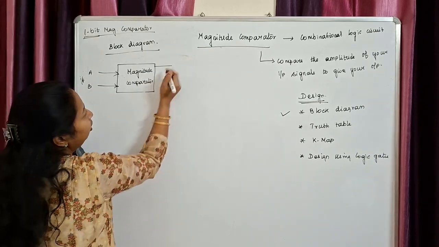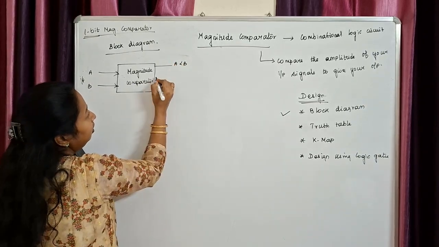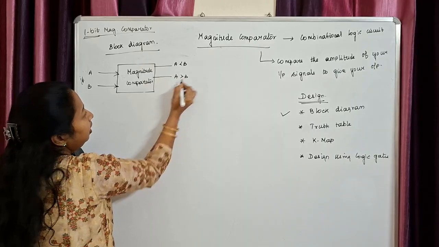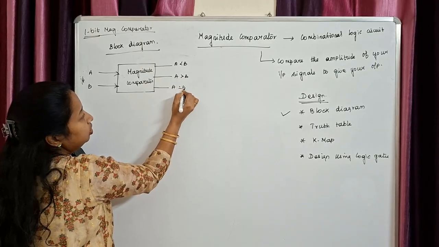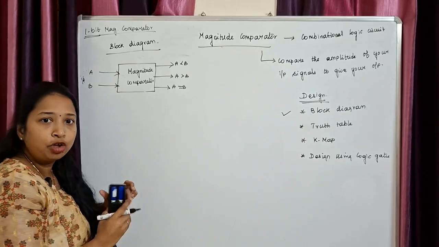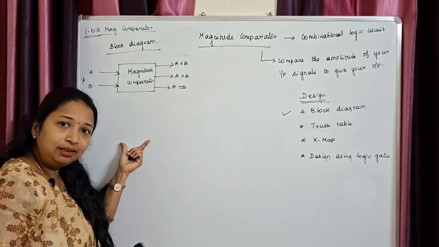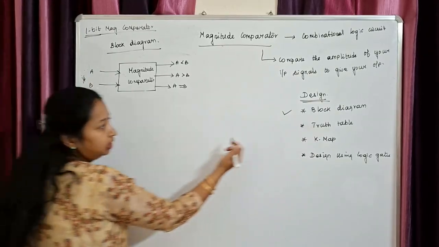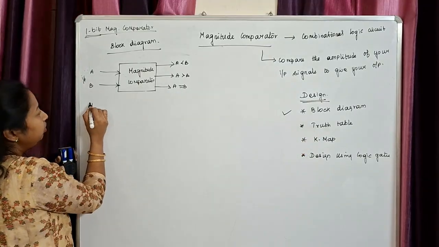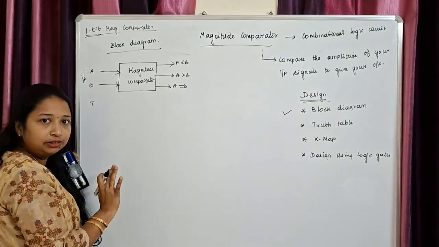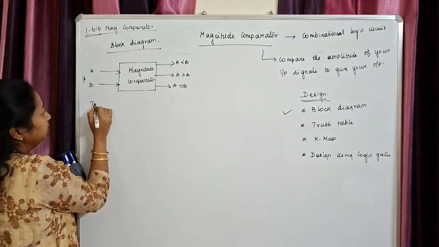So, how many outputs we got here? One is for A less than B, one is for A greater than B, and one is for A equal to B. So, these three are going to be my outputs for your magnitude comparator. Is it clear? Now, we are done with your block diagram. What is the next step? You have to draw a truth table. We know our inputs, we know how many outputs we have. So, we can take it to a truth table.